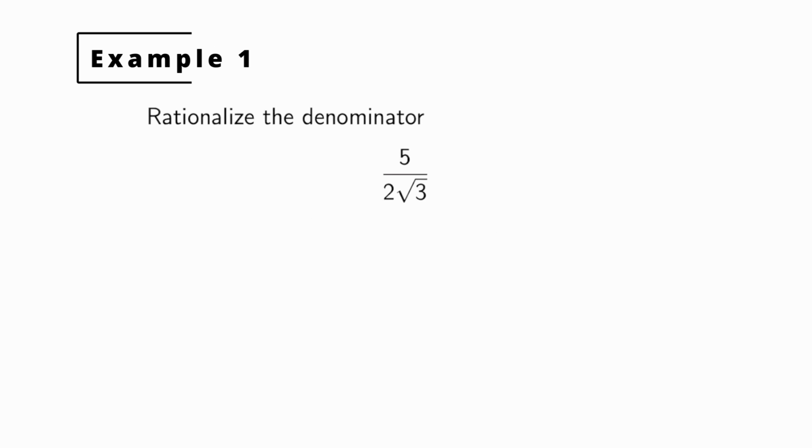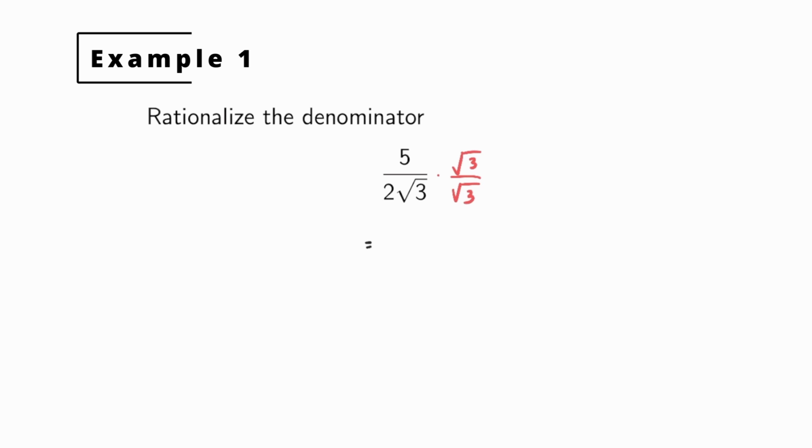Our first example is a relatively simple example. You might end up with something like this as the answer to a problem when you're solving an equation of some kind. So how do we rationalize the denominator? We're going to multiply this fraction by 1. But we'll write the number 1 as the square root of 3 over the square root of 3. So multiply this by the square root of 3 over the square root of 3. All we've done here is multiply the number 5 over 2 root 3 by 1.